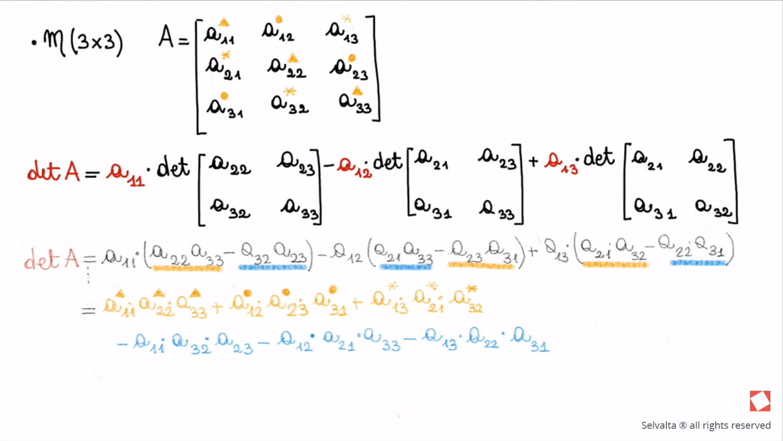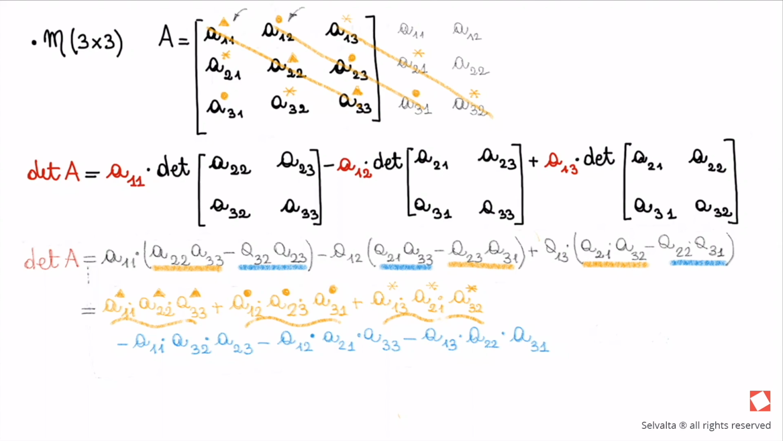Now I have to find a simple way to remember which are the elements denoted by the triangle, which denoted with the circle, and which denoted with the star. I rewrite at the right of the matrix the first and the second column, and it's simple to recognize that the product of the triangular element, the product of the circled element, the product of the star elements are all parallel to the main diagonal of the matrix.